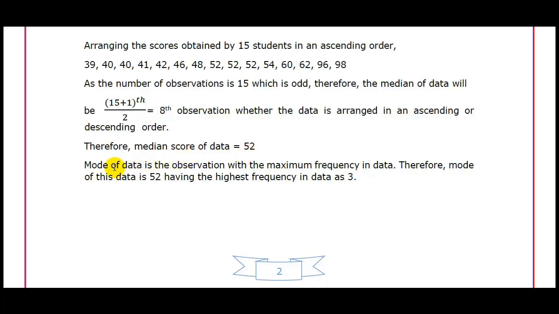And to find the mode of the given data, we observe that 52 occurs the most. 52 occurs 3 times compared to the other numbers. So the mode of the given data will also be 52.